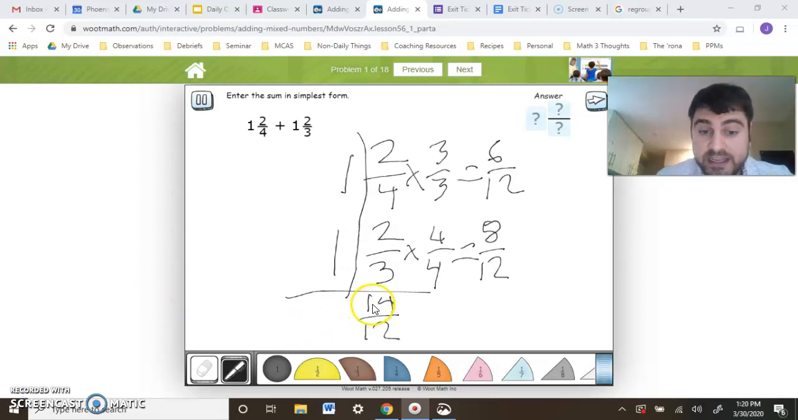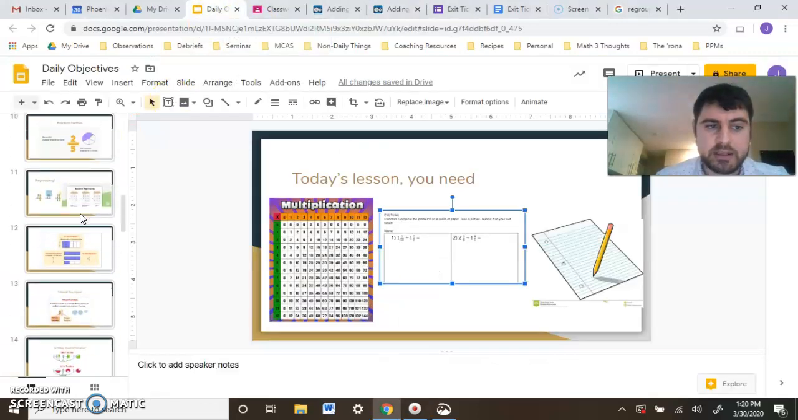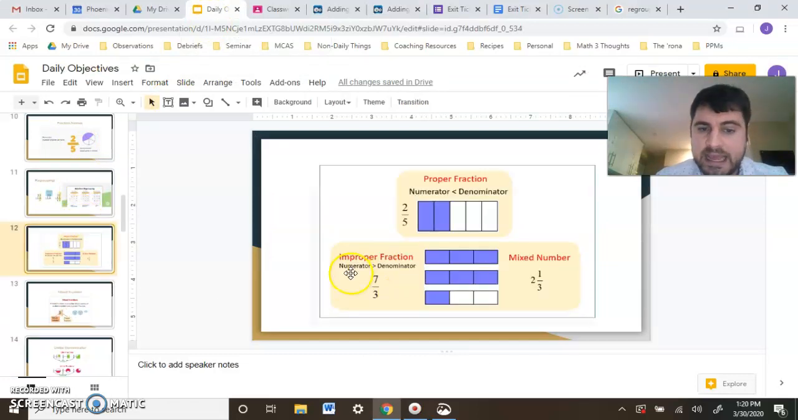And what we see right here is that when we added this together, we got 14 over 12. Now, what's strange about 14 over 12? That's right. The number on the top is larger than the number on the bottom. That is, as we said before, an example of an improper fraction, where our values has whole numbers and fractions together.